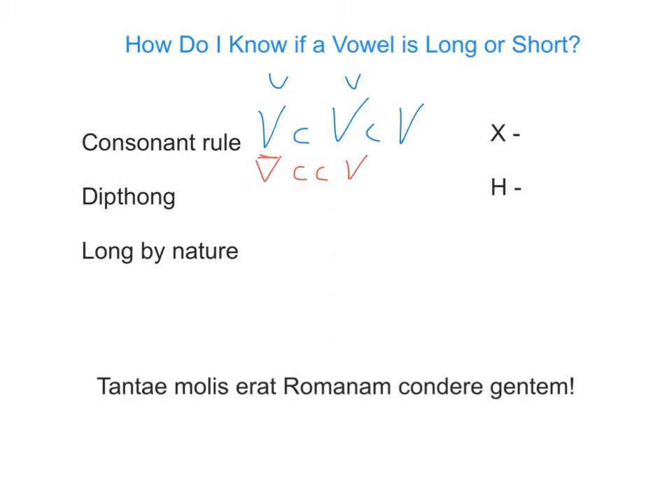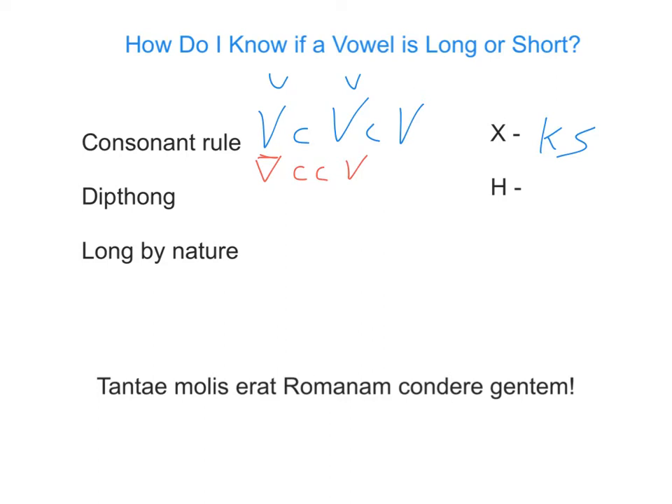This is actually not that hard, but there are going to be a lot of exceptions to this, and then we're going to get to things like long by nature, which is going to throw a wrench in this a little bit, but as a general rule, that's how you do it. If you're really trying to fall back on something, the consonant rule is where you should fall back to. Now there's a couple of things. X counts as two consonants because it's a KS sound. So if you have a vowel followed by X, that vowel is long.